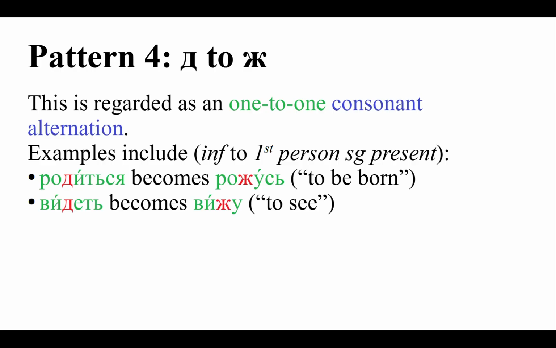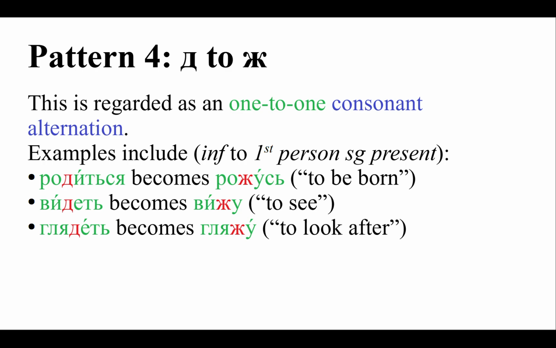Видеть, meaning to see, becomes вижу, meaning I see. Глядеть, meaning to look after, to take care of, becomes гляжу, I look after, I take care of something. So you can see the д becomes ж here. Yeah, so it's the fourth pattern.